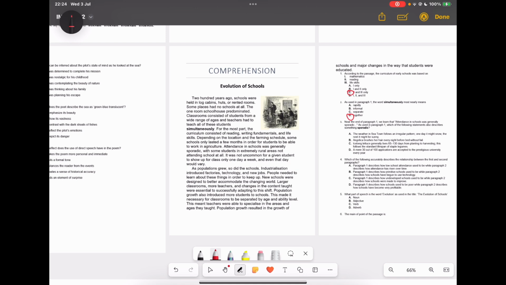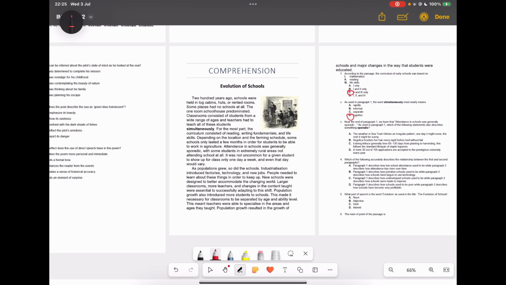So A. The weather in Seatown follows an irregular pattern. One day it might snow, the next day it might be sunny. B. Angelica brushes her hair every night before bed without fail. C. Iceberg lettuce generally lives 65 to 130 days from planting to harvesting. This follows the standard lifespan of staple legumes. D. A mere 30 out of 100 applications are accepted to the prestigious university every year.